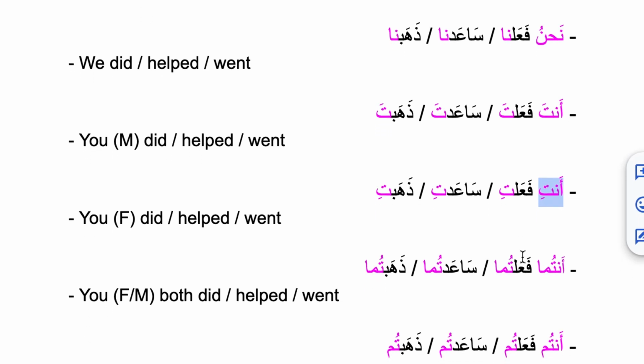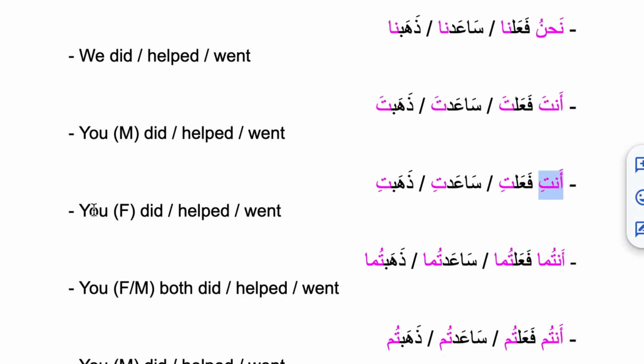Next, أنت means you but for a single female. فعلت means you did. ساعدت, you helped. ذهبت, you went. All these are for you, a single female. And the suffix of this أنت is ta with a kasra under it. So ti. فعلت, ساعدت, ذهبت. It all ends with ti.